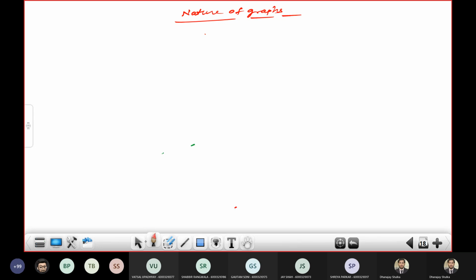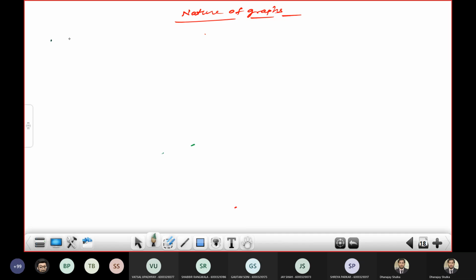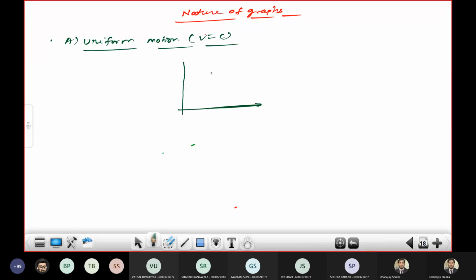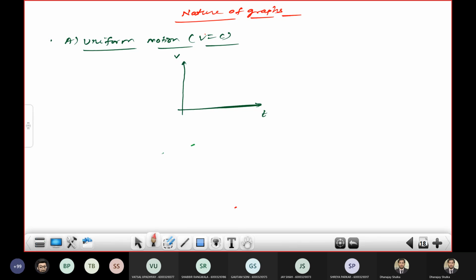So now let's say consider you have uniform motion. Okay, uniform motion. That means uniform motion means velocity is constant. Tell me, if velocity is constant, my VT curve will be what? Linear. Constant. That means it is a straight line. Horizontal straight line, correct?